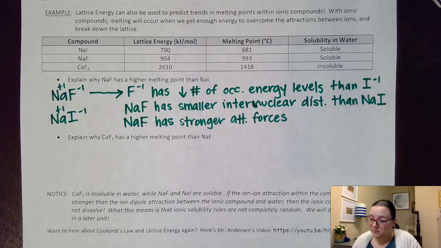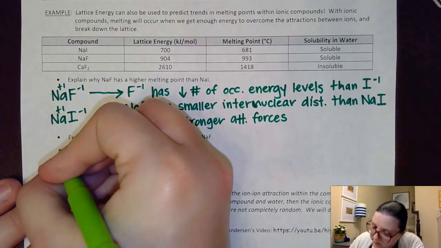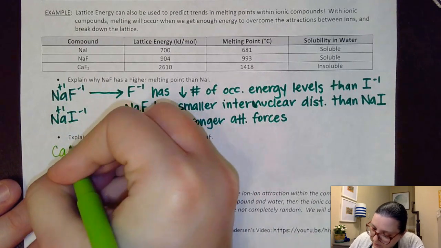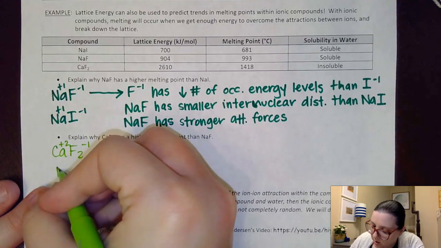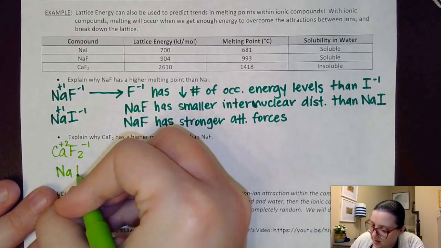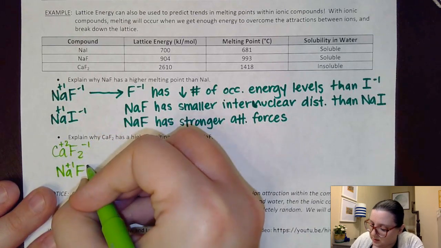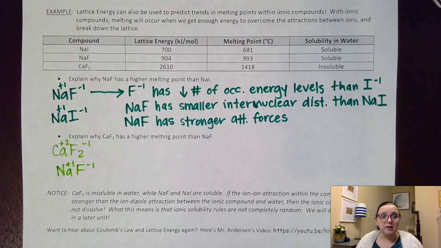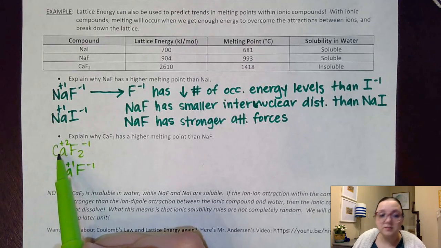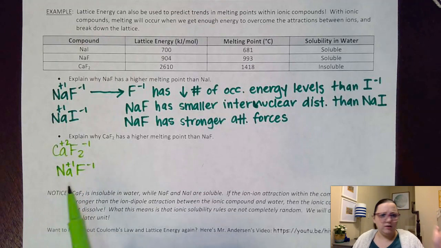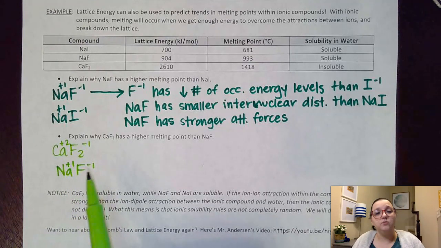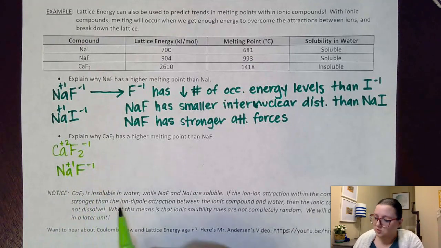So I can do the same thing on the other one. It says, hey, explain why CaF2 has a higher melting point than NaF. So let's compare the two for just a second. CaF2, calcium's +2, fluorine's -1. I always check those charges first. NaF, sodium's +1, fluorine is -1. I see they both have fluorine in them, but yet again, I see here calcium has a +2, where sodium only has a +1. And so I don't have to worry about occupied energy levels here because I can reason this one out with that magnitude of charge.